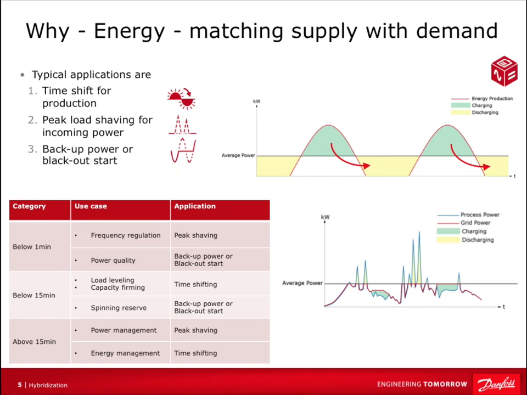And finally, when we start to look at above 15 minutes, now we're looking at more on the power and energy management side. Here we're looking at peak shaving and time shifting on a much longer scale. So in these cases, we're looking at, for example, time shifting with solar. We produce all day, we may need to use it all night. It requires a lot longer period of time and potentially much higher storage.